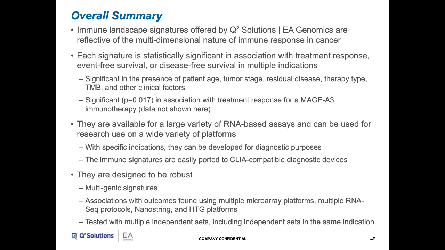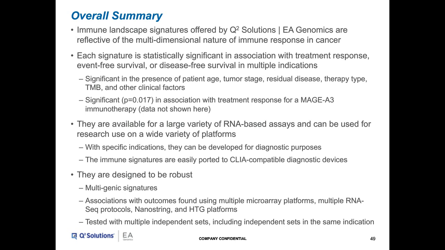I think also it's important to know that they're available for a large variety of RNA-based assays, so it isn't something where we require that you have a particular platform in order to implement these signatures. They can be used for research use on a wide variety of platforms, but also they can be easily ported to CLIA-compatible diagnostic devices such as NanoString and NHTG. So whether you have historic data or you're working on developing data now, if you have an RNA platform that's measuring these different immune genes, that's something that can be used, and then we can potentially turn that into a CLIA-compatible diagnostic by porting it to a more specialized platform.